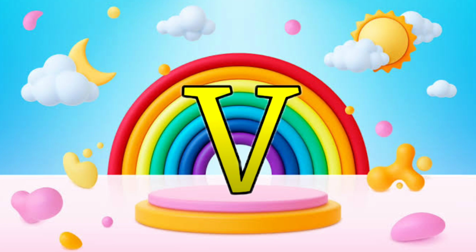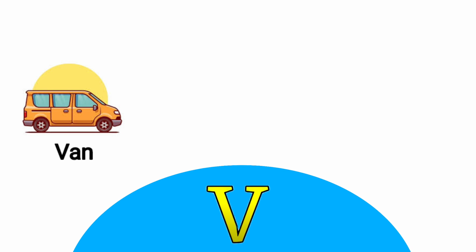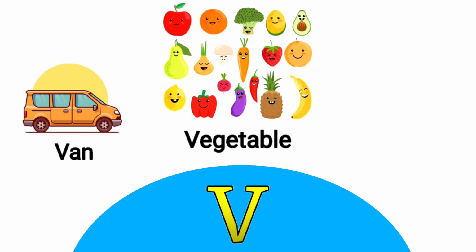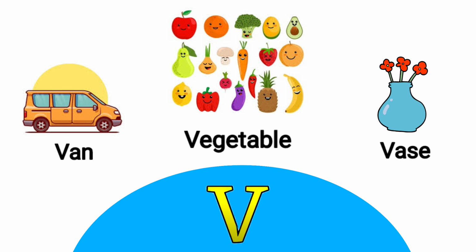V. V is for van. V is for vegetables. V is for vase.